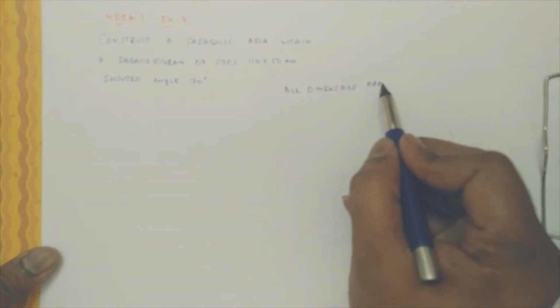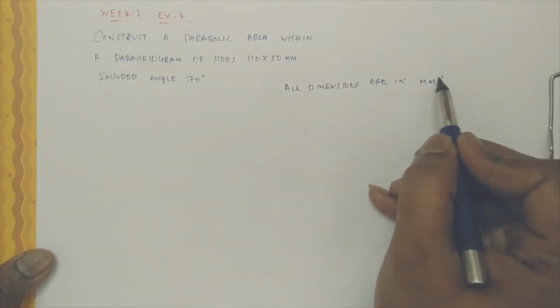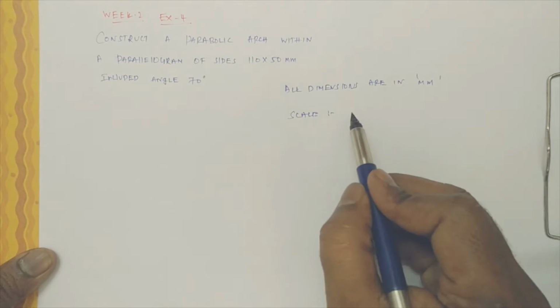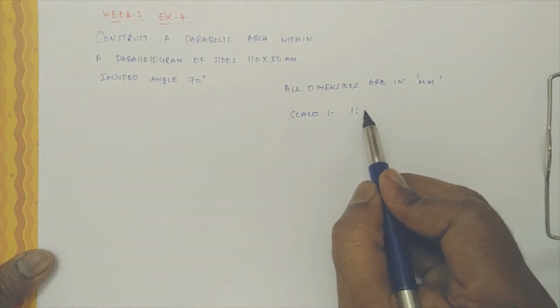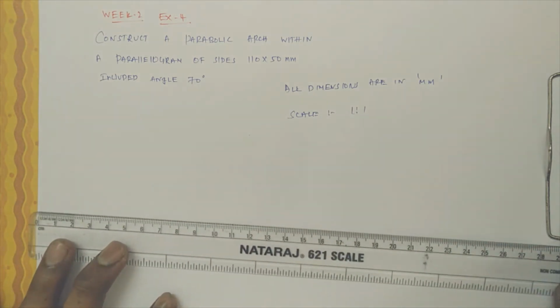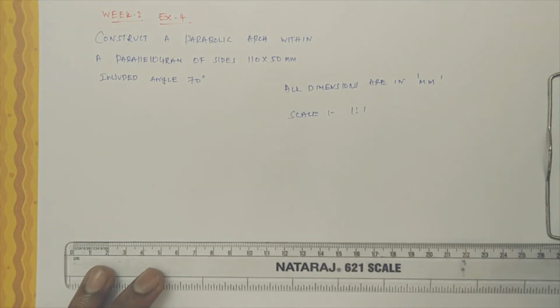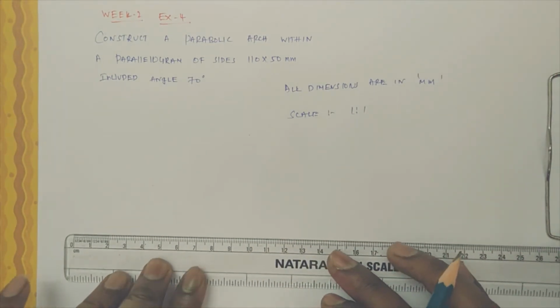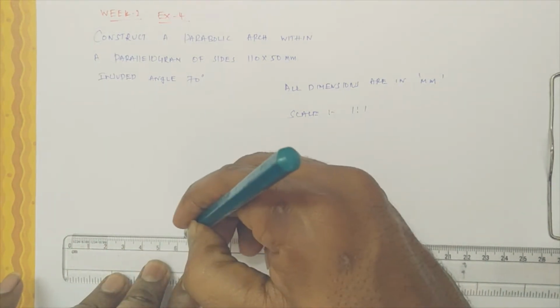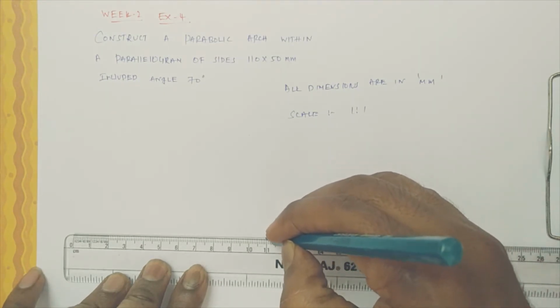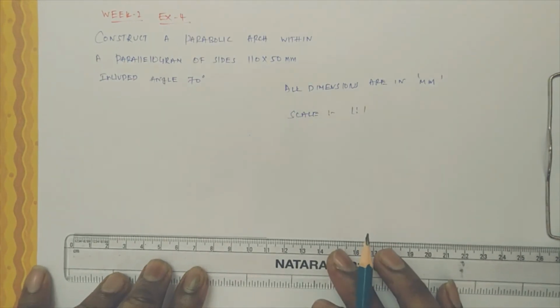in mm, and the scale. So this could be drawn in the A4 sheet, hence it needs to be enlarged or reduced. 1:1 we can adopt. So let it be. I'm just drawing a line, the reference base line, which is 110 mm. So let it be 110 mm.